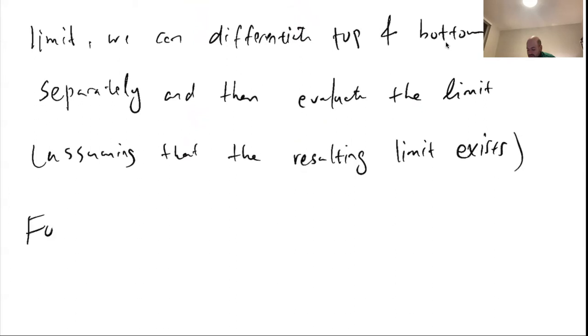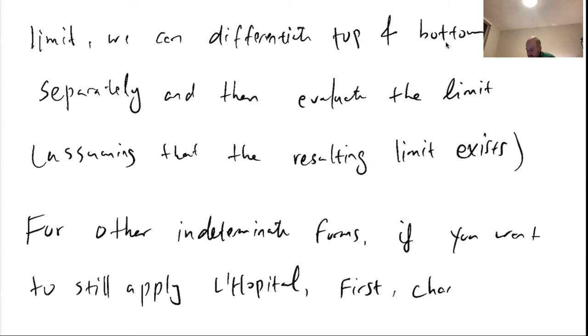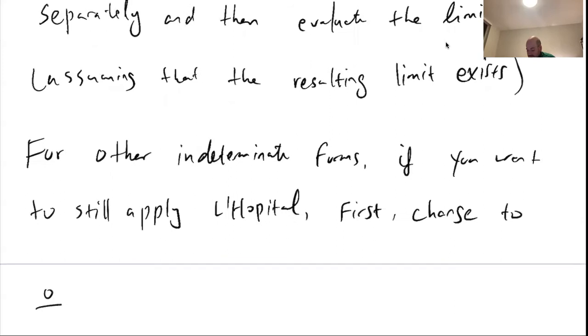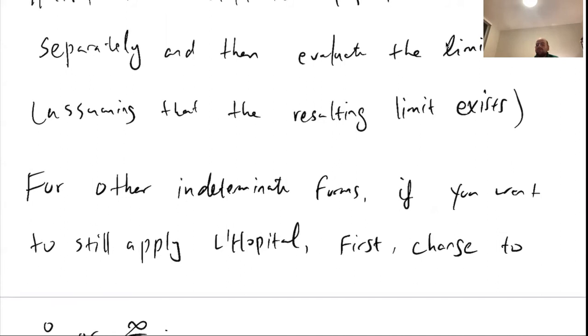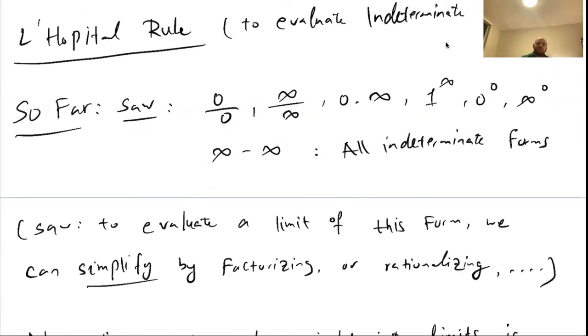For other indeterminate forms, if you still want to apply L'Hopital, first change them to 0 over 0 or infinity over infinity. So the L'Hopital rule can be applied not for all indeterminate forms, only for the form 0 over 0 or infinity over infinity. As I mentioned earlier, there are still more indeterminate forms. 0 over 0 and infinity over infinity are just two of them. We still have five more listed here. But the L'Hopital rule is only for 0 over 0 and infinity over infinity.